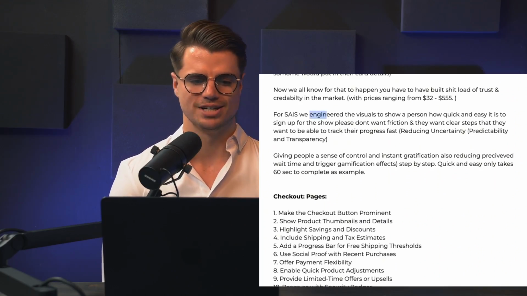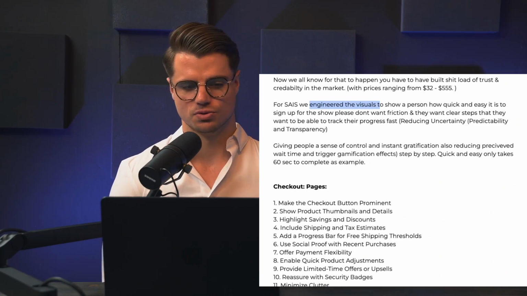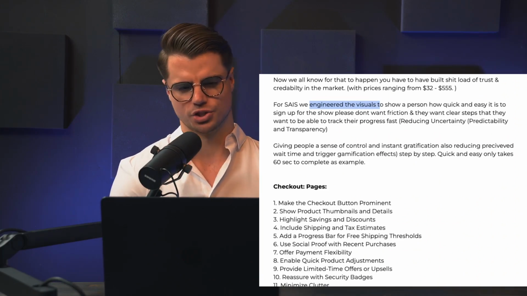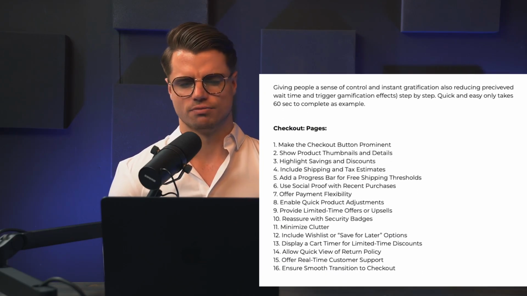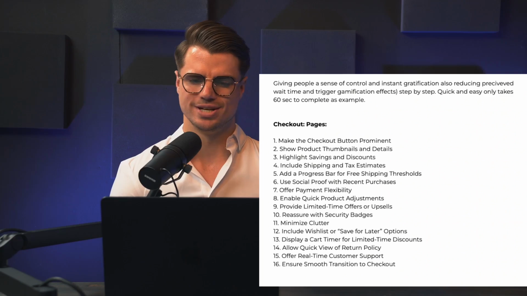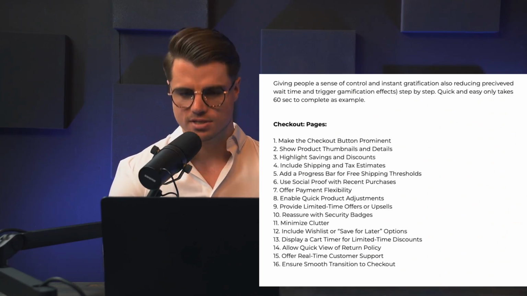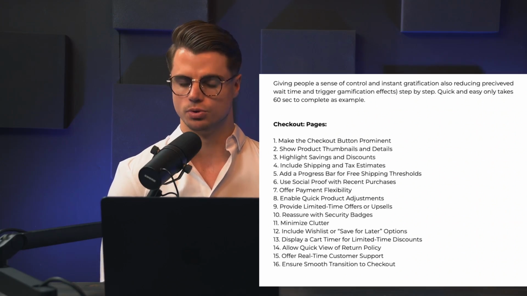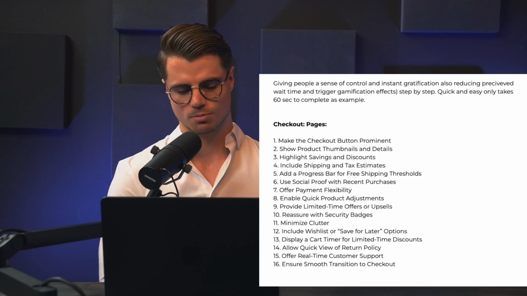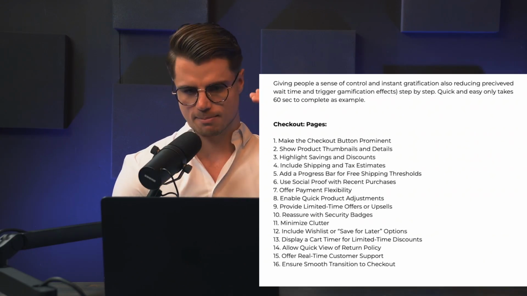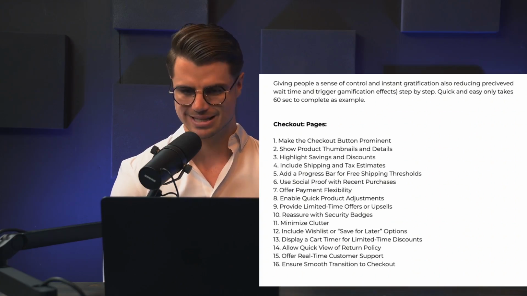Now, for CS, again, we have engineered the visuals to show a person how quickly, again, they can get easy access to it. It's something we have deployed in insurance, and it worked very well, and it worked very well here too. So giving people a sense of control and instant gratification, also reducing perceived waiting time, and triggers gamification effects. So a step-by-step process. That's why people love doing courses, okay? And love learning from gurus and whatever, because at the end of the day, if you can show someone a roadmap or a thing, they love step-by-step based information, and they feel more connected to it, and it's also easier to get to the point, where they know exactly what to do.